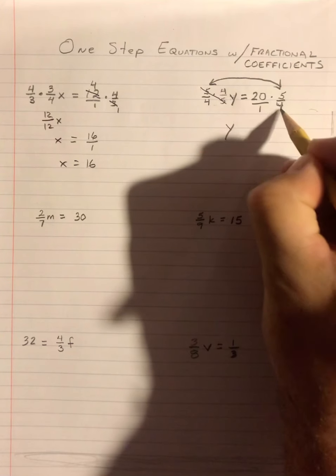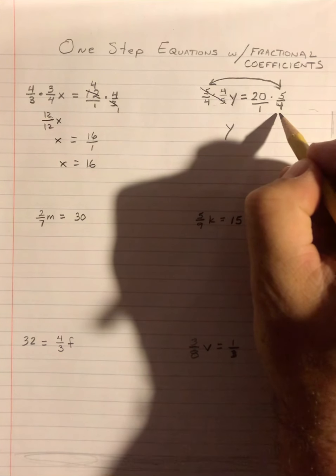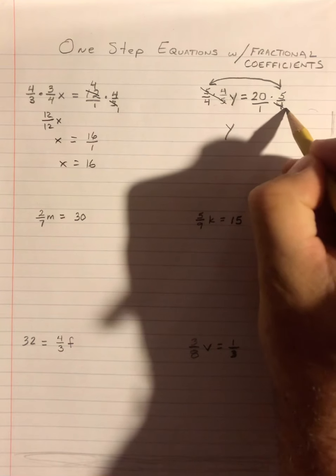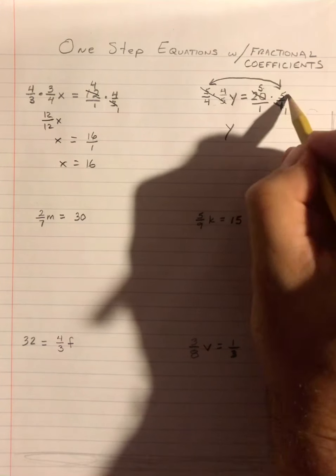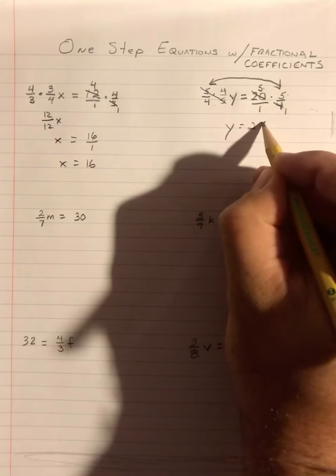Then I just have to do this multiplication problem over here. All right, 4 goes into 4 once, and 4 goes into 20 5 times. And 5 times 5 is 25.